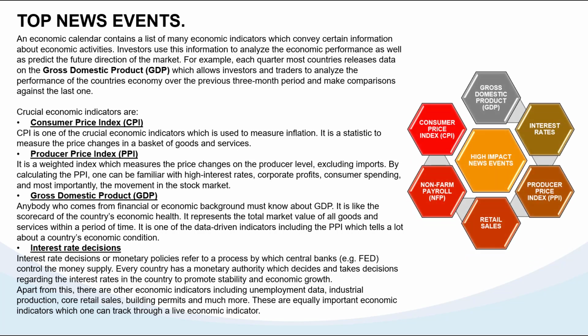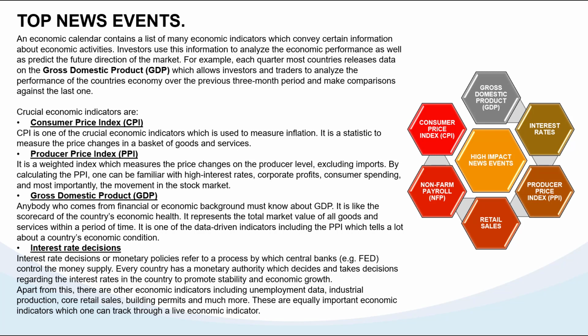Some crucial economic indicators are the Consumer Price Index, popularly known as CPI. CPI is one of the crucial economic indicators which is used to measure inflation. It is a statistic to measure the price changes in a basket of goods and services. We've got also the Producer Price Index, popularly known as the PPI. It is a weighted index which measures the price changes on the producer level, excluding imports. By calculating the PPI, one can be familiar with higher interest rates, corporate profits, consumer spending, and most importantly, the movement in the stock market.